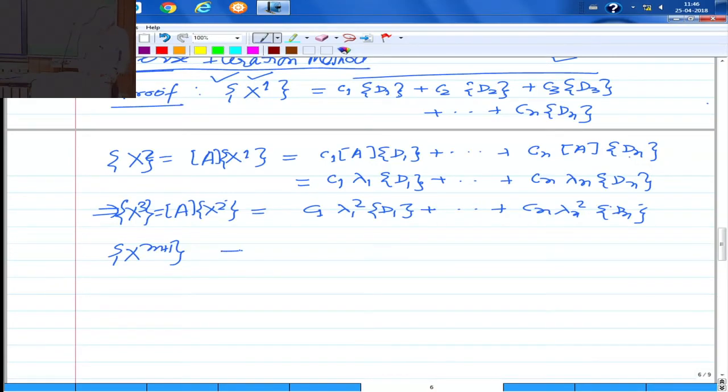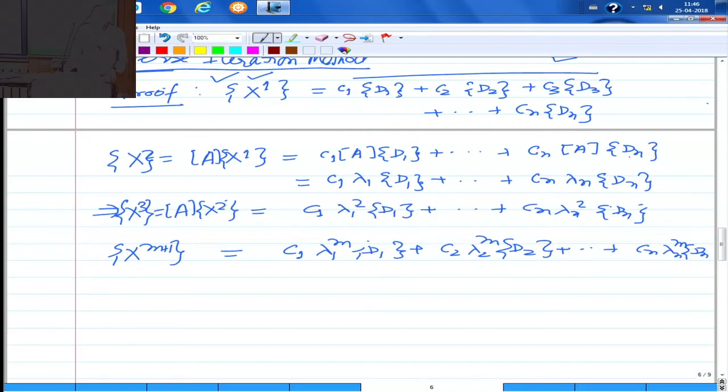So x m plus 1, if you look at it, would be of the form C1 lambda 1 to the power m into D1, plus C2 lambda 2 to the power m into D2, and so on, plus Cn, of course, lambda n to the power m into Dn. So this is what it is.